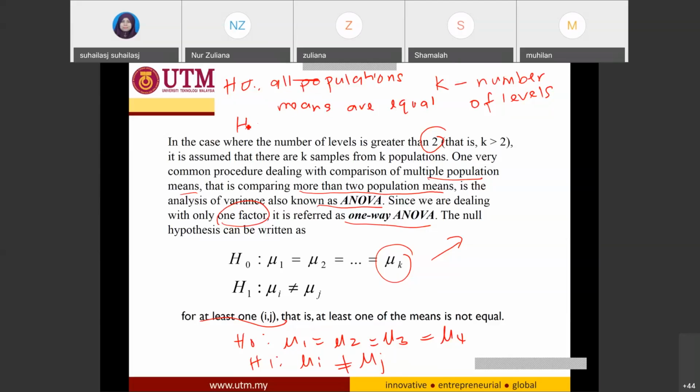Okay, your alternative: at least one of the population means is not equal. Sekurang-kurangnya satu. Okay, itu kalau let's say you want to write in terms of sentence. So now if you want to write in terms of symbol, we have mu1, mu2 equals to mu k. Alternative, mu i is unequal to mu j for at least one of i, j. So itu cara kita nak tulis dia punya null hypothesis.